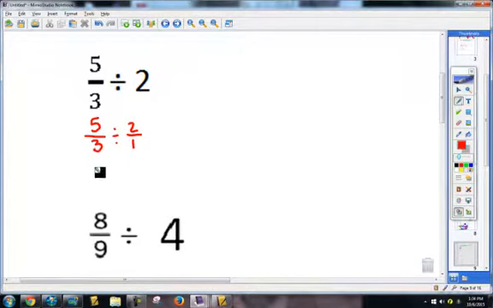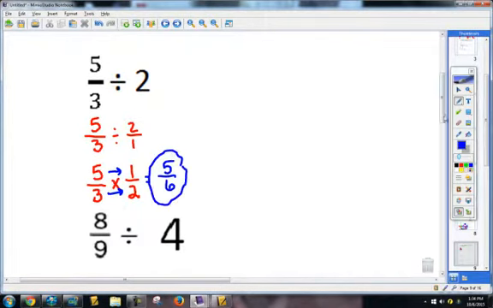Now we're going to do the algorithm. So the 5/3 is going to stay the same. Division is going to become multiplication. And the reciprocal of 2 over 1 is going to be 1/2. You can check for cross-simplifying. Is there anything? 3 and 1, no. 5 and 2, nope. So we're ready to just do top times top, bottom times bottom, and we're going to get 5/6.